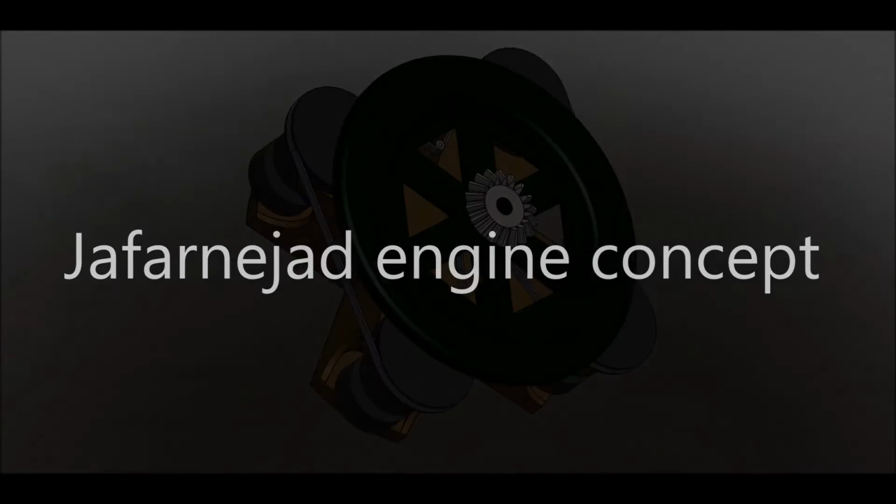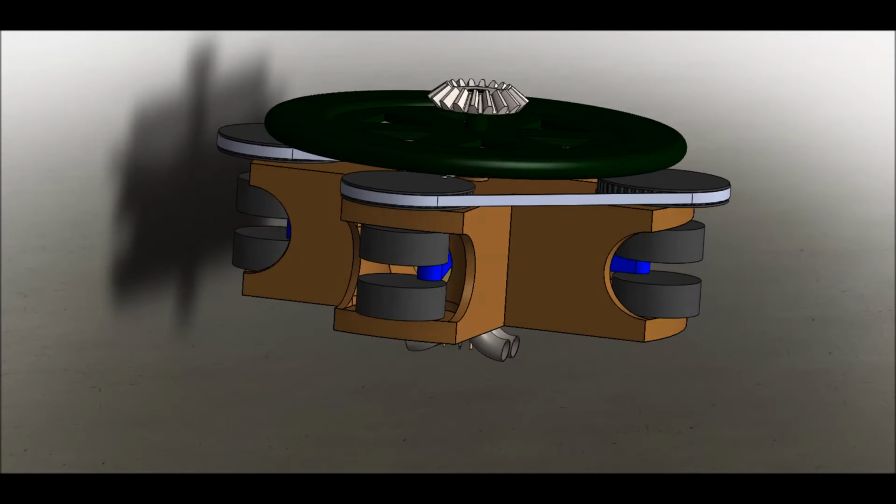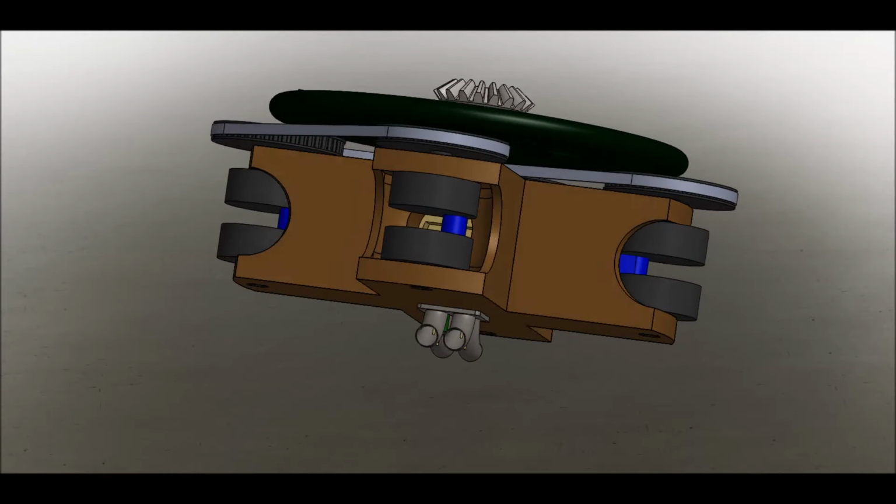This is an engine concept that uses a cross-shaped engine block and no heads. There are 4 pistons and crankshafts, and power is transmitted to a large flywheel by a timing belt.